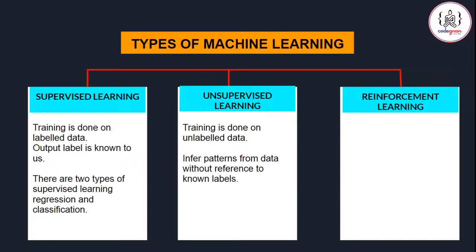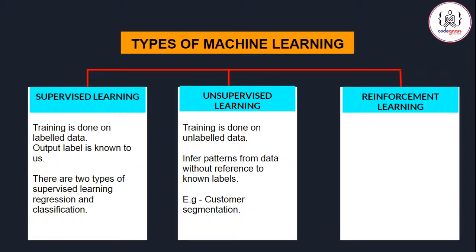So the machine learning algorithm tries to infer patterns from this data with reference to unknown labels. Sorry, there is a mistake. It is unknown labels, not non-labels. Example, customer segmentation. Let's say you want to segment your customers as loyal customers and disloyal customers. So here you try to see their buying pattern, how often they are buying, if they are switching from your e-commerce firm to another. So you try to infer these patterns.